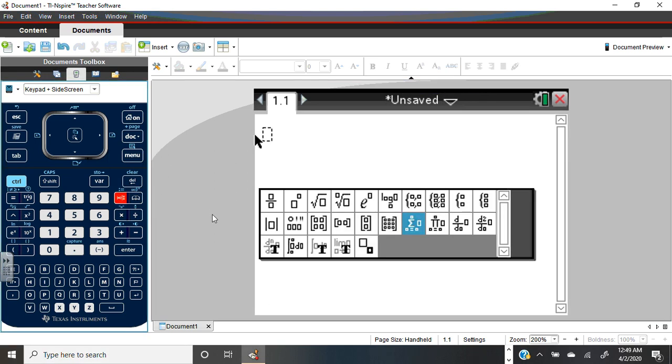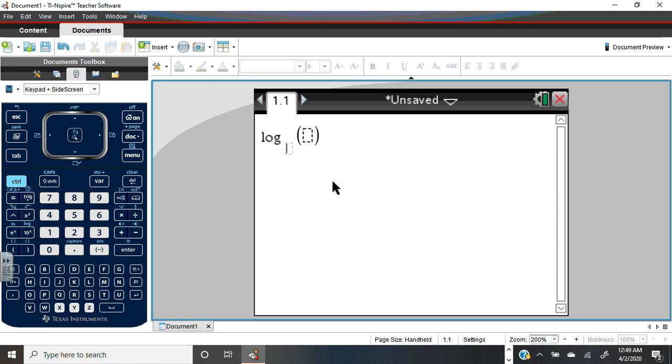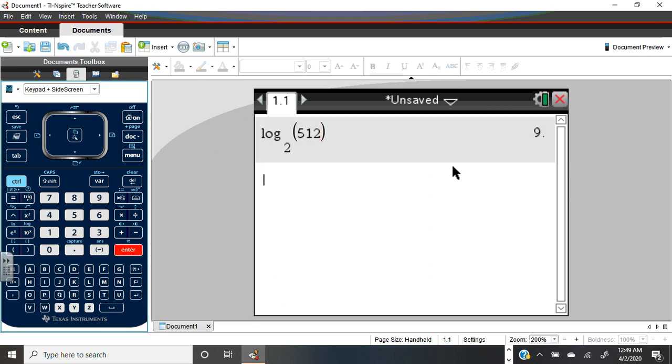And it looks like the sixth one in. Okay, so log base 2 of, what was it, 512? I hope that was right. And yeah, 9. So there you go. 9 is what we're looking for.